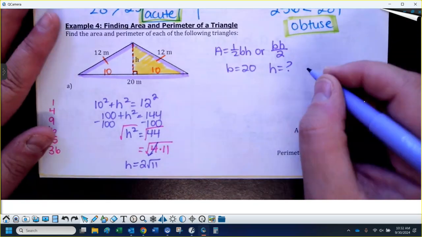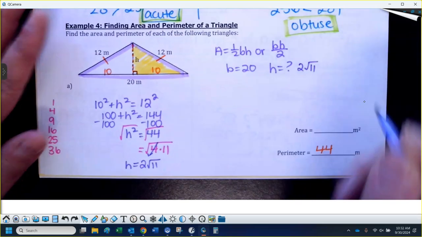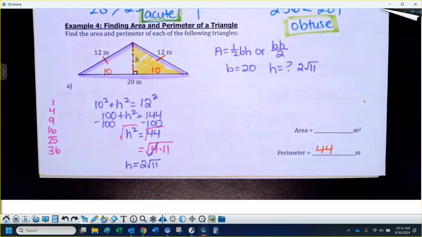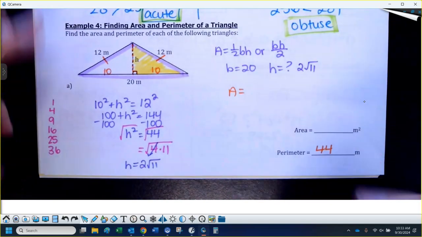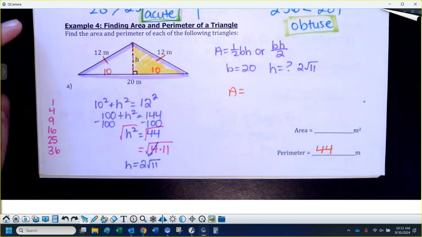So now I know the height. So the height is 2 roots of 11. So if you have to leave this in radical form, for my area here, do you guys like the 1/2 base height, or do you like base times height divided by 2 better? Or it doesn't matter?